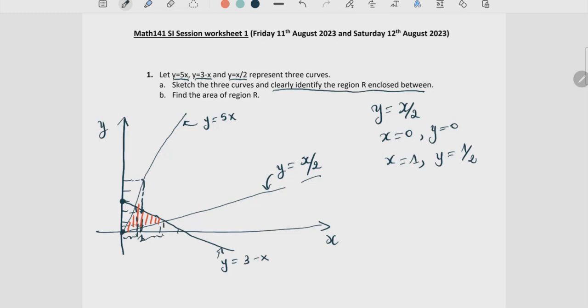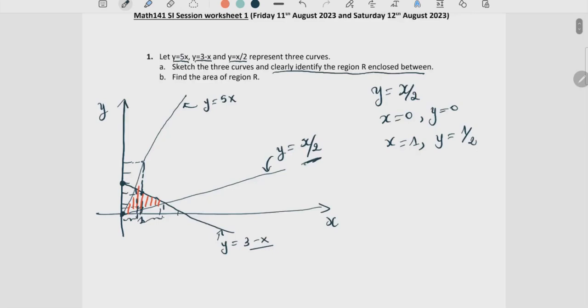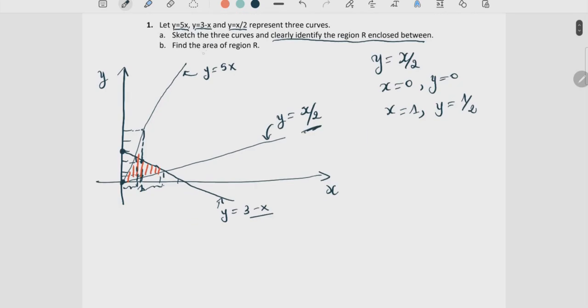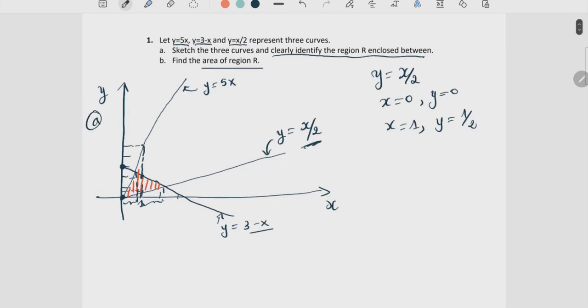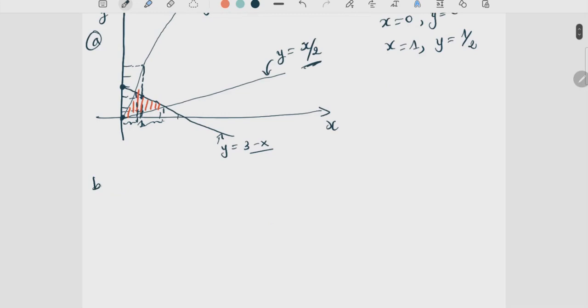And then there's the second region where the curve y is equal to 3 minus x is on top of the curve y is equal to x over 2, right? So when you're looking for the area, the total area, that would be B. So this is our A. Now let's look at B.